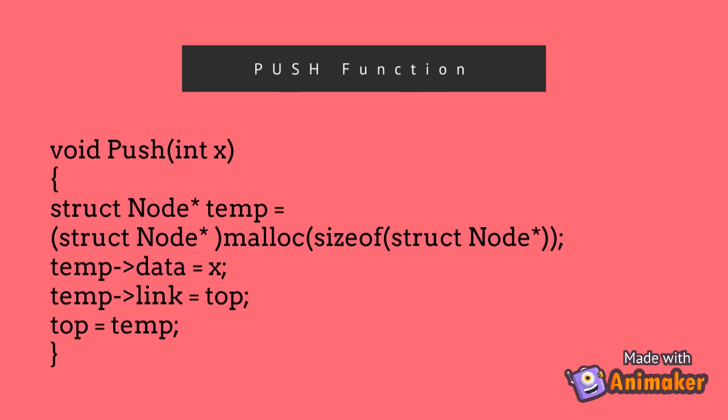This is push function. The first thing that we are doing in push function is that we are creating a node using malloc. Push is taking an integer x as argument that must be inserted onto the stack. We are setting the data field in this newly created node. We are dereferencing temp to enter new data. Then we are setting the link part of this newly created node as existing top.